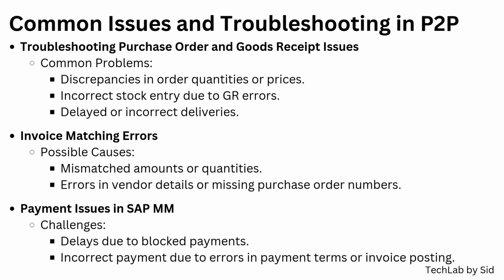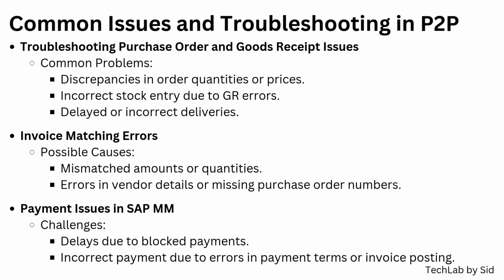vendor. Another issue is incorrect stock entries during goods receipt, which can lead to inaccurate inventory levels, stockouts, or overstocking. To avoid this, ensure the correct transaction code, MIGO, is used for GR postings and double-check the PO to ensure the GR is posted for the correct material, quantity, and batch, if applicable. If discrepancies are found, reverse the GR and create a new one with the correct details.